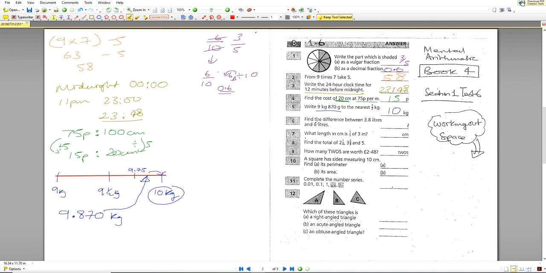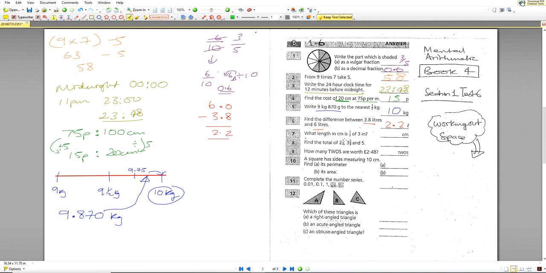Okay, find the difference between 3.8 liters and 6 liters. So for that question here, we've got 6.0 minus 3.8. You can do that just mentally in your head. That just gives you 2.2. Okay, next question.